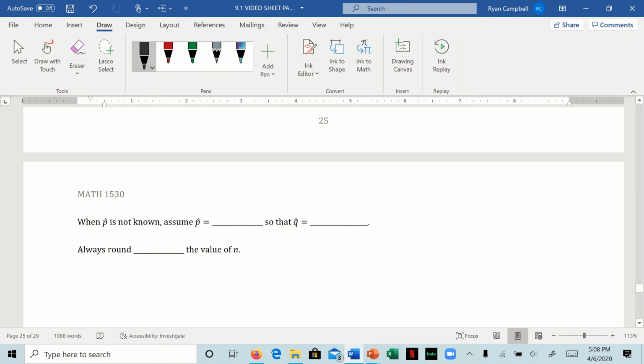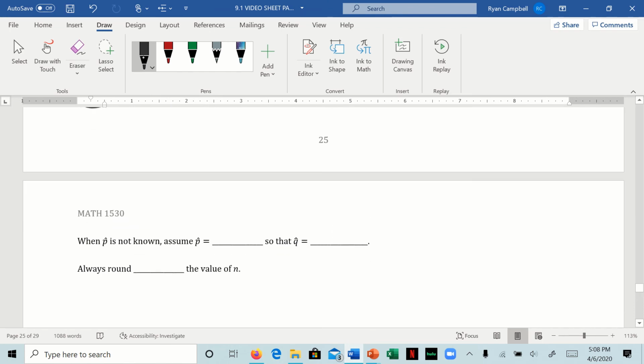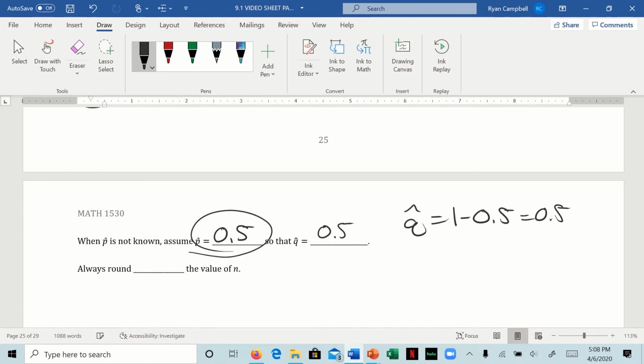So 2 important things you need to know. When we don't have a p-hat, so if they don't give you a p-hat, you just assume 50%. So p-hat is 0.5, which means that q-hat, which is 1 minus p-hat, would be 1 minus 0.5, so that's just 0.5. So if you don't know p-hat, you just assume it's 50%.